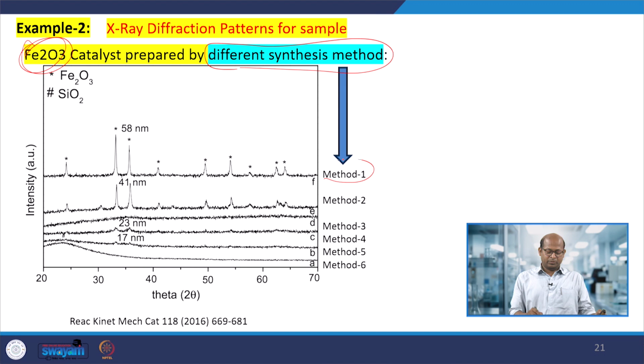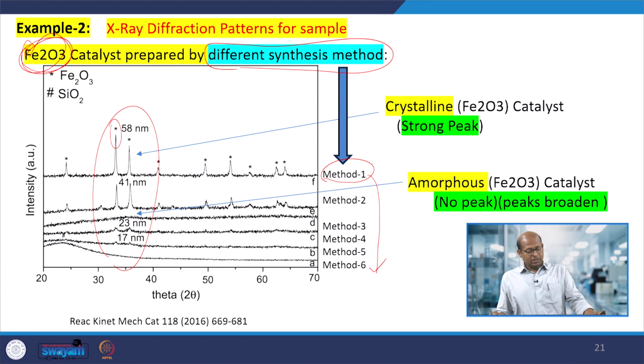Here this material, Fe2O3, ferric oxide, was prepared by 6 different methods. The material composition is the same, iron and oxygen are present, but you can see that depending upon the method of synthesis, if we consider a particular peak, the intensity of that peak is different from one material to another. Here a strong peak is observed for this Fe2O3 material. A strong peak indicates the material is highly crystalline.